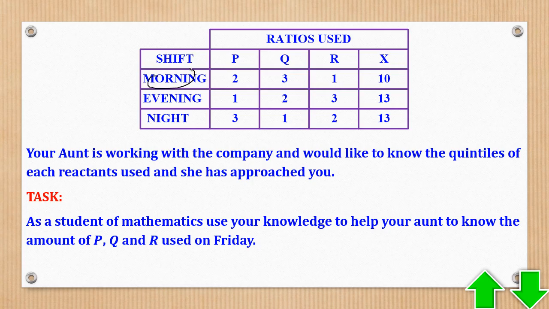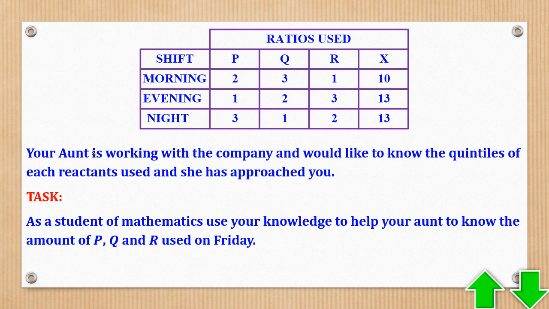So in the morning, they mix in the ratio of 3 to 2 to 1 to produce this of X. So that means that if I get 2 times this, 3 times this, times this, it gives me 10. Then in the evening, same story, and at night. So this topic is under simultaneous equations.